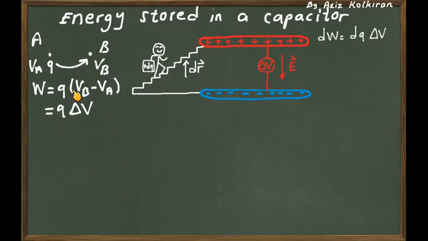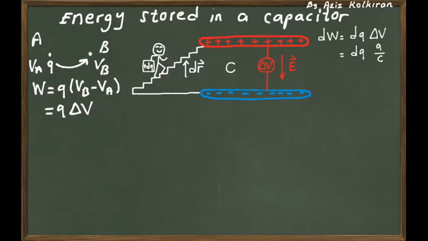Because remember, to move a charge from one potential to another potential, what you do is a work which is equal to the charge q times delta V. So you do the same here, and this will be the infinitesimal work you have to do to move a charge of dq in a potential difference delta V. But I can always express this delta V in terms of charge, right?